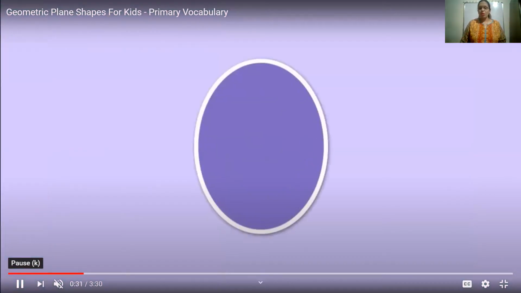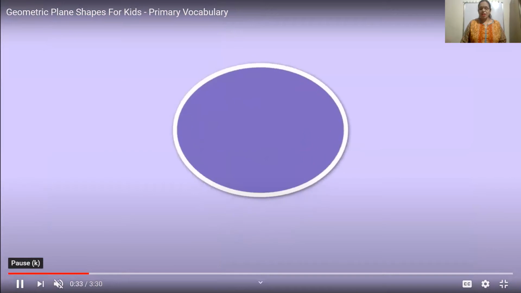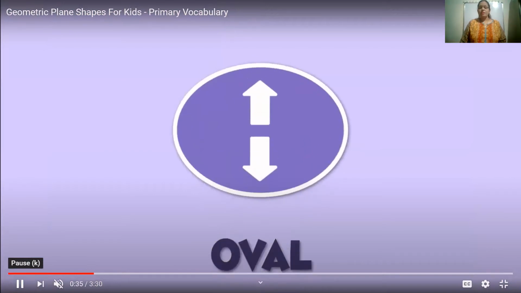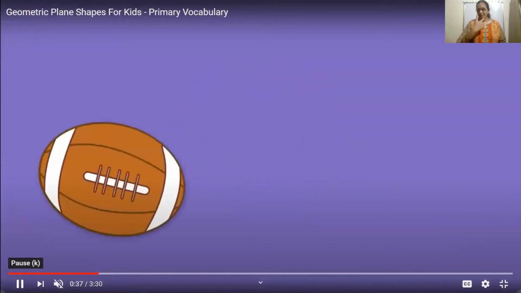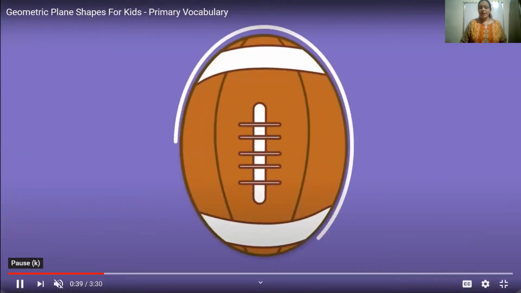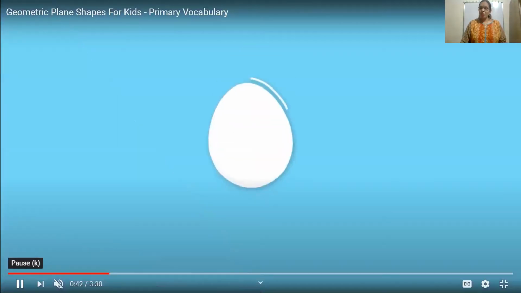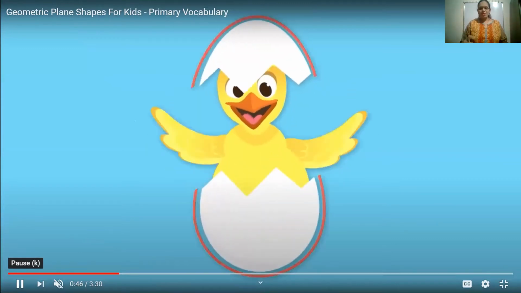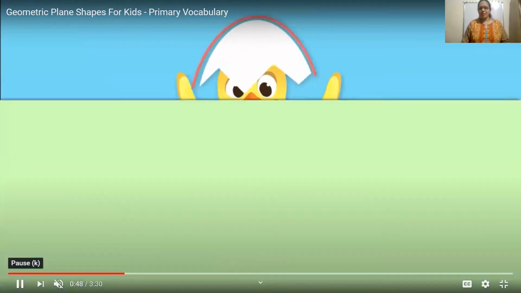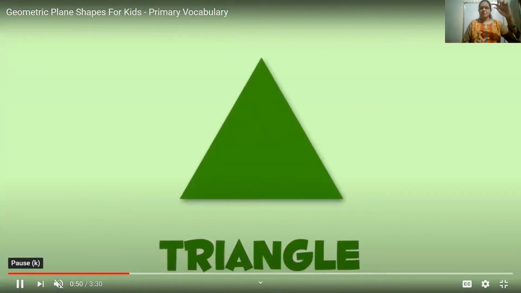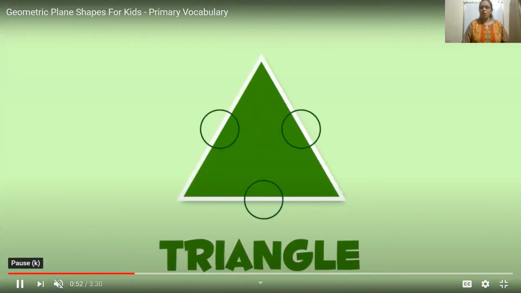Next shape is oval. See the shape? It is oval. Why is it oval? See, my face is also oval. Rugby ball is also oval. Your egg is also oval. So the shape which is not a circle but one side is a little bit straight, that is called oval.